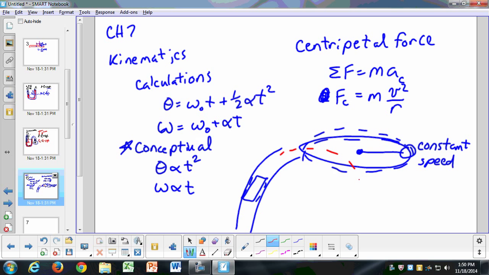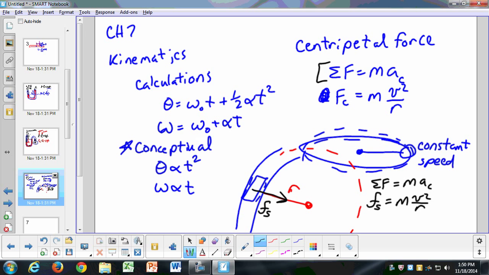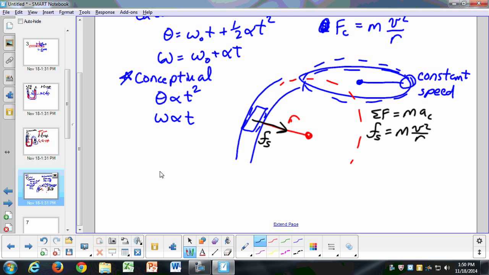This is a part of a circular path that has a radius r, and the only force that's acting here between the car and the road is the static frictional force. And so we can write Newton's second law: the sum of the forces equals MAC. The sum of the forces is just the static frictional force. That's equal to mv squared over r.